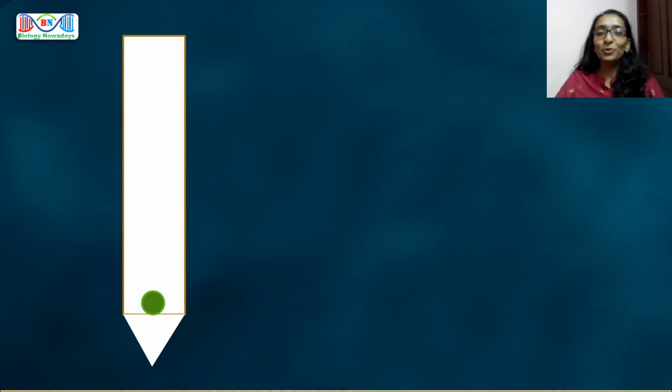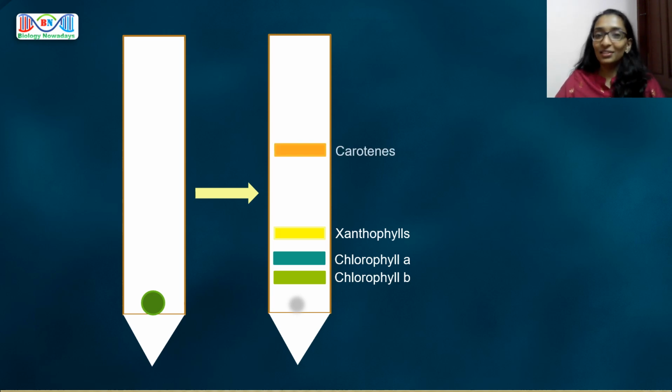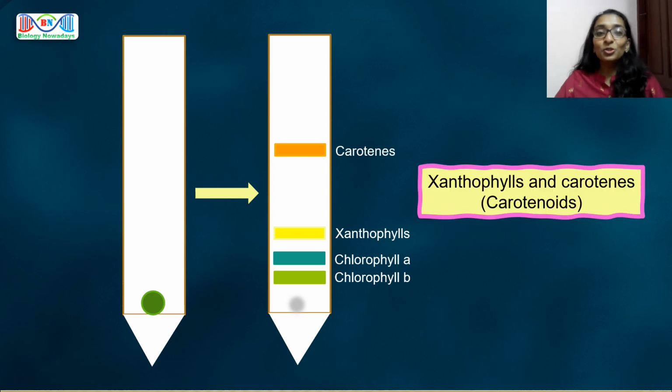Insert this paper into a chromatographic chamber containing solvent. During the chromatographic process, you will see that first a yellowish green band becomes visible. This is chlorophyll B. Next, a blue-green band gets separated. This is chlorophyll A. Then you can see a yellow band, which is the xanthophylls, and finally a yellow-orange band, which is the carotenes. Xanthophylls and carotenes are together called carotenoids.